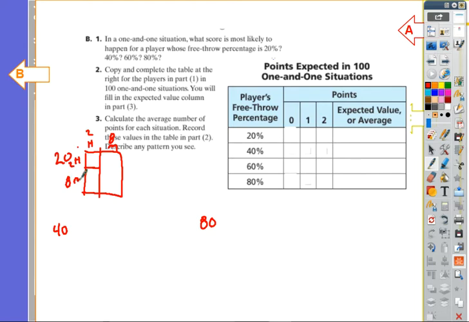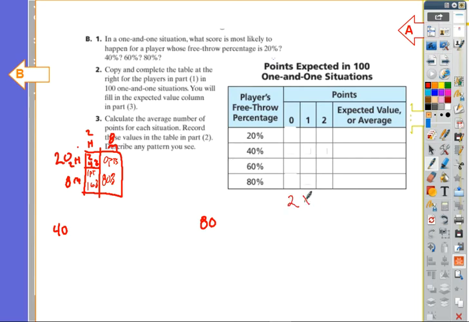8 would be miss. So my 2-point situation would be 2 by 2, which is exactly 4%. Not very big percent. For 1 point, I have 2 by 8, which is 16% of the time I'll get 1 point. And then 80% of the time, I'll get 0 points.